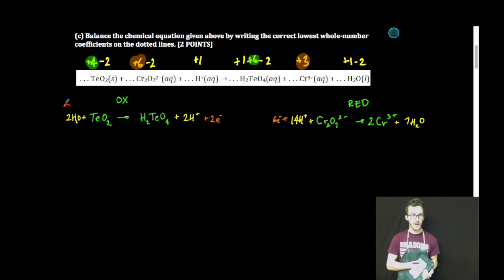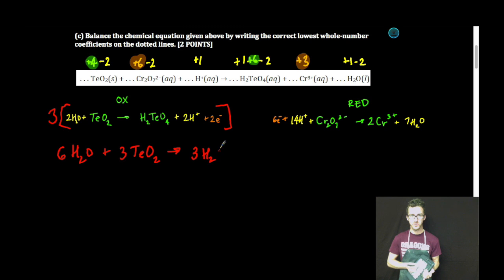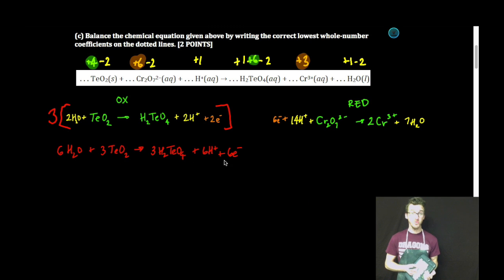So we're going to multiply this whole equation by a factor of 3 to get 6 H2O, 3 TeO2, forming 3 H2TeO4 plus 6 H+ plus 6 electrons. Boom! So notice now we are losing the same number of electrons that we are gaining.